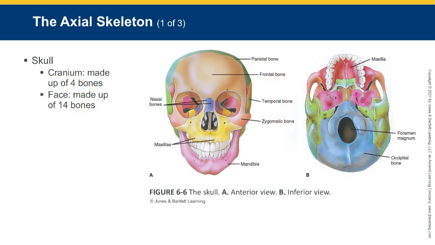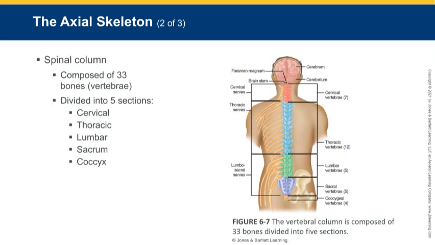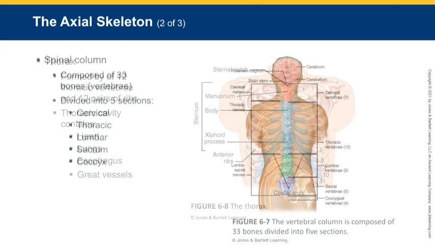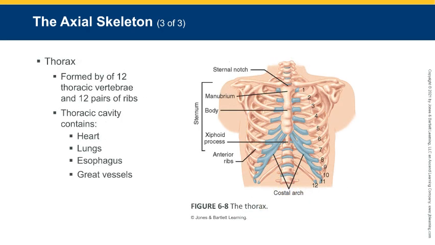The skull is part of the axial skeleton, made up of the cranium and facial bones. The spinal column is composed of 33 vertebrae, divided into 5 sections: cervical, thoracic, lumbar, sacrum, and coccyx. The thorax is formed by the thoracic vertebrae and ribs, containing the heart, lungs, esophagus, and great vessels.